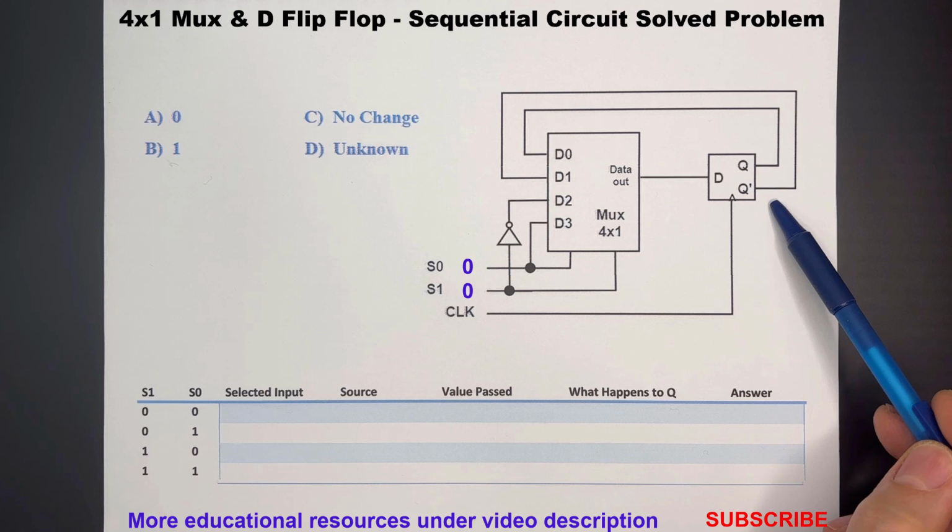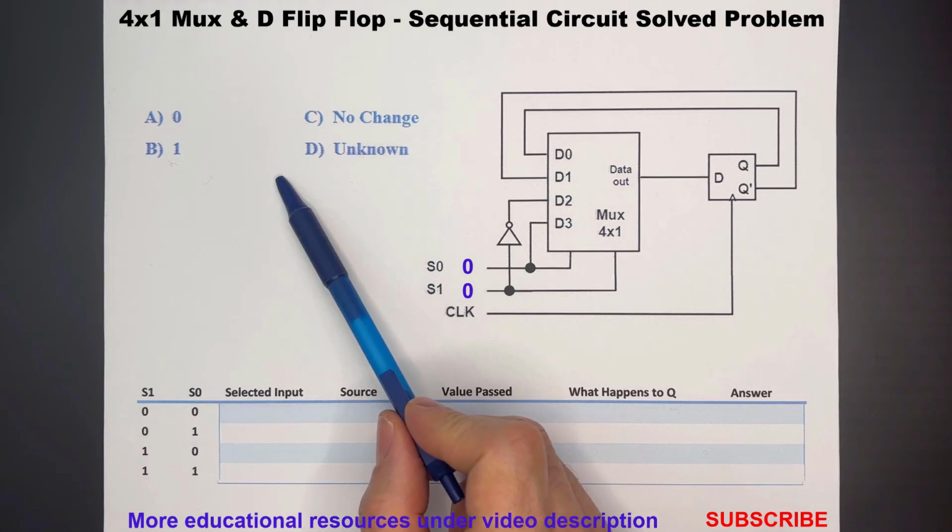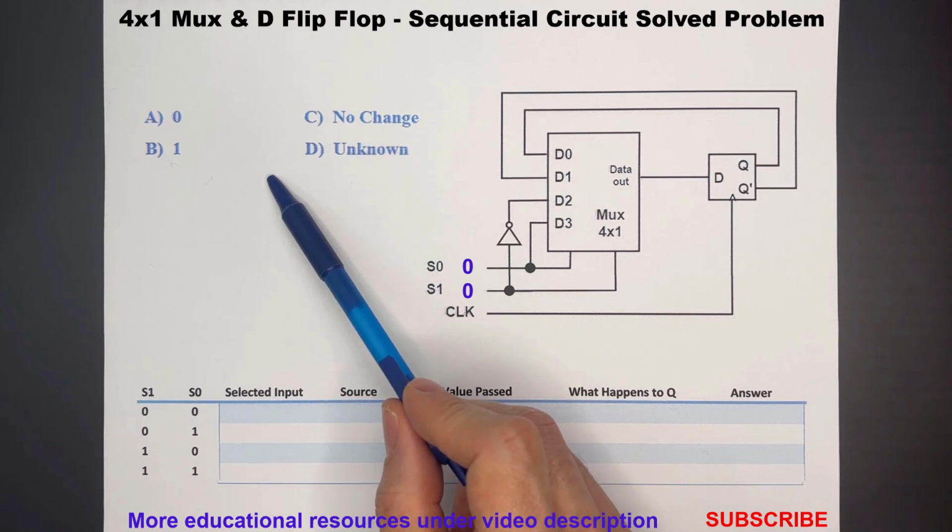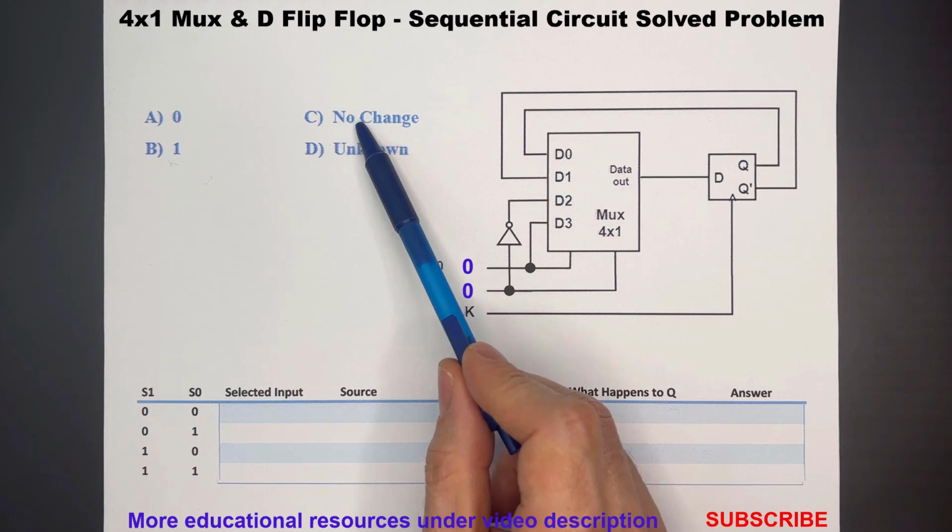On the next clock tick, the flip-flop sees a 1 on the input, which is what it was already holding, and just keeps holding that 1. Same goes if Q was a 0, it just stays 0. So if we go back to our answer choices, and we are asked what is the state of Q when S0 and S1 are both 0, the correct answer is no change. Choice C.